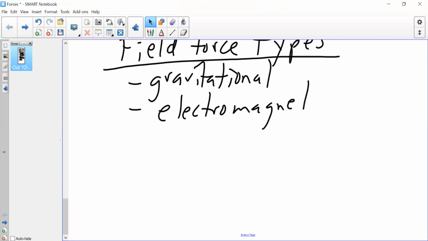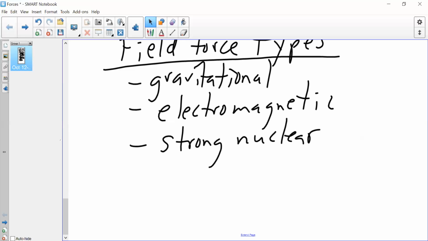Sometimes it's spliced into electric and magnetic force, but since the electric and magnetic fields are part of the same spectrum, we call it the electromagnetic force. They affect each other. So if one changes, the other one changes in a perpendicular direction. But okay, a strong nuclear field force.